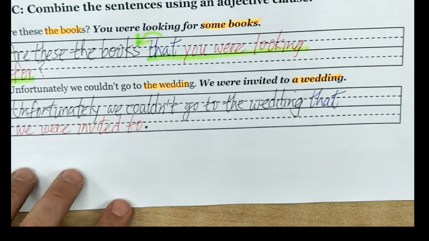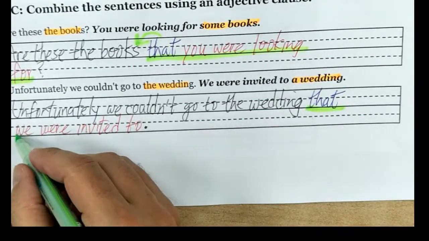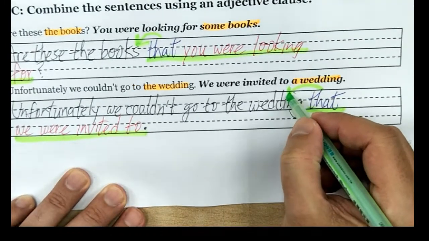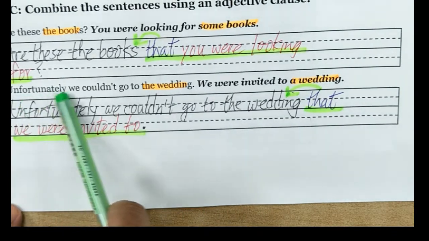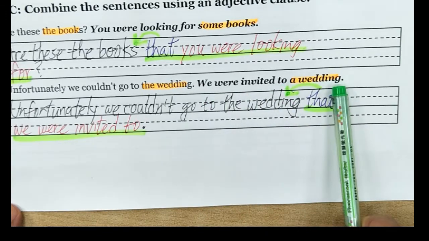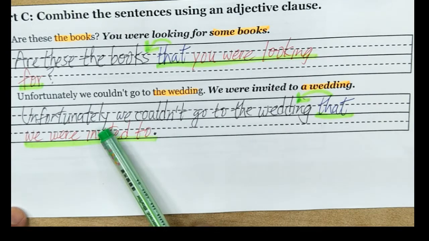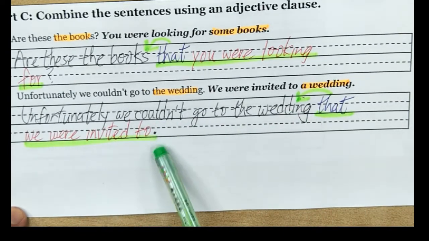Our adjective clause is that we were invited to, and that is describing the wedding. So, unfortunately, we couldn't go to the wedding. We were invited to a wedding. Combine the sentences. Unfortunately, we couldn't go to the wedding that we were invited to.